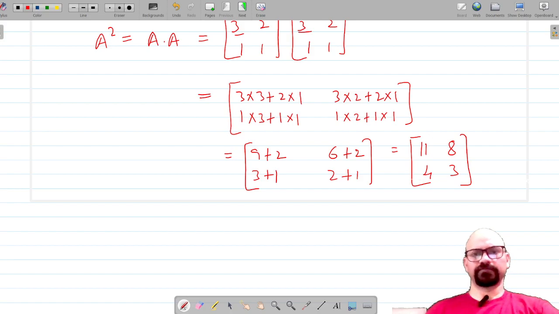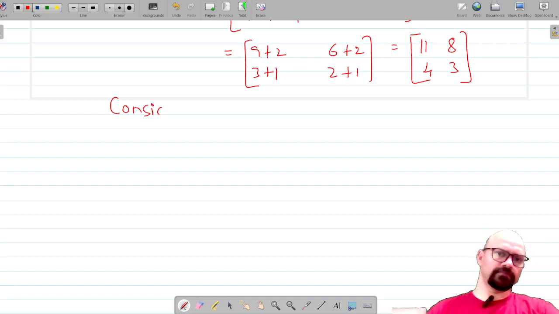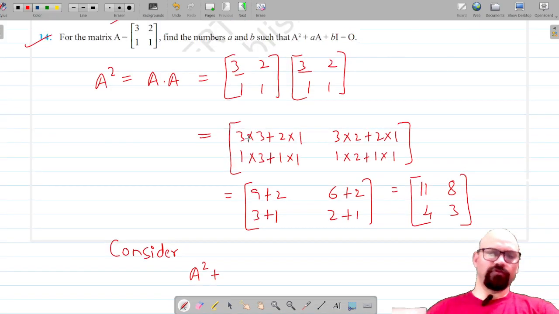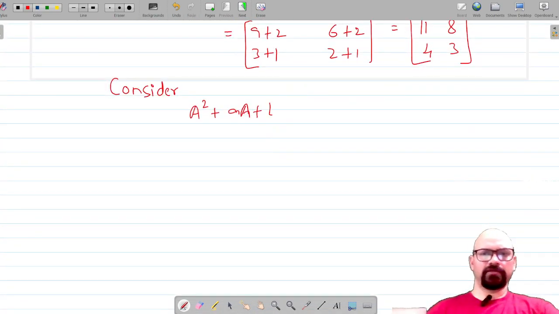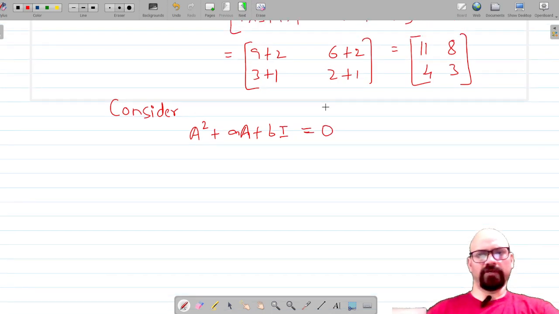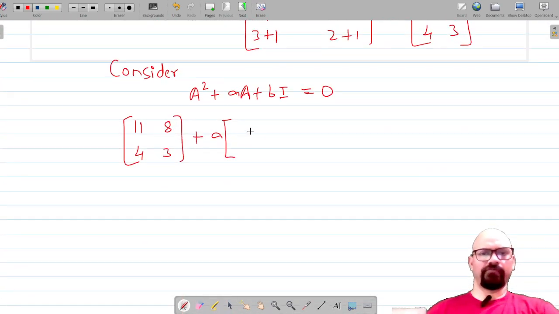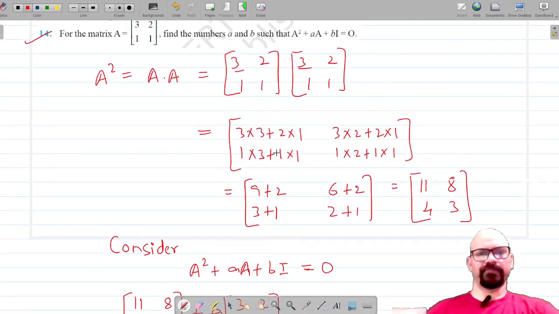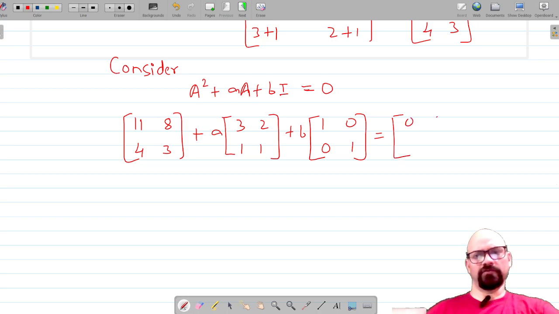Now let's consider the equation, which is A squared plus a into A plus b into identity matrix is equal to null matrix. So A squared is [11, 8; 4, 3], plus a into A matrix, which is [3, 2; 1, 1], and b into the identity matrix, which will be of order 2, b into I, which is [1, 0; 0, 1]. And this is equal to [0, 0; 0, 0].